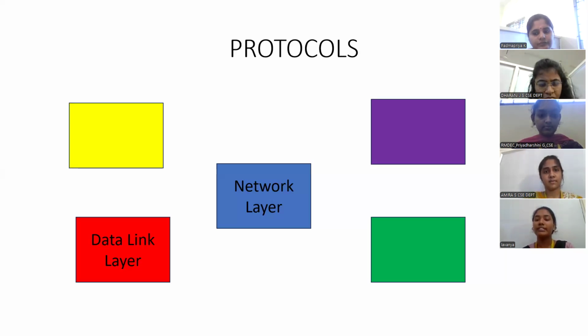The data link layer is subdivided into two types of sublayers, media access control and logical link control layer. The functions of the data link layer are framing, physical addressing, flow control, error control, and access control.